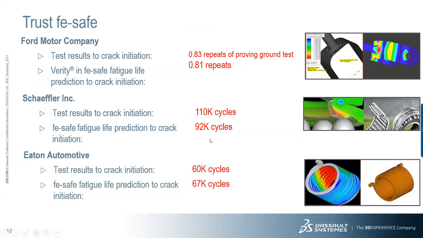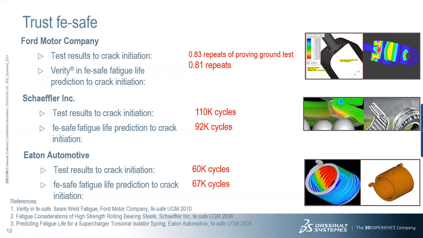And the third example is from Eaton Automotive, which is the example of the supercharger spring. In the case of the supercharger, there was a huge amount of residual stresses which needed to be considered. And fe-safe can consider those residual stresses. Because of that, the life was pretty close to that of the test results. All these case studies have been presented in our fe-safe user group meeting, and these are the references for that.